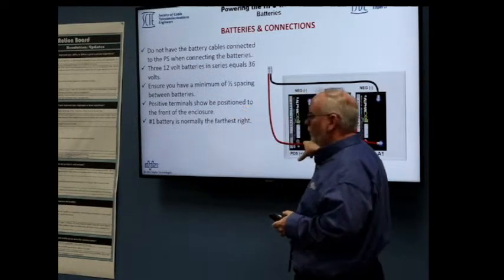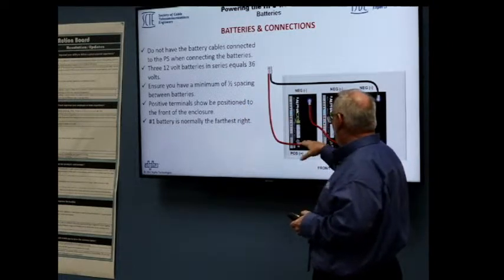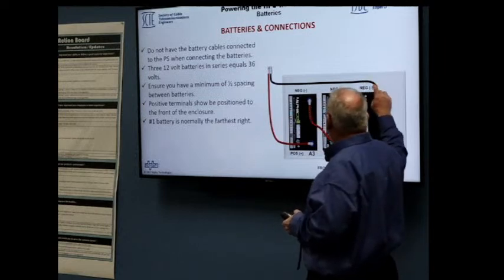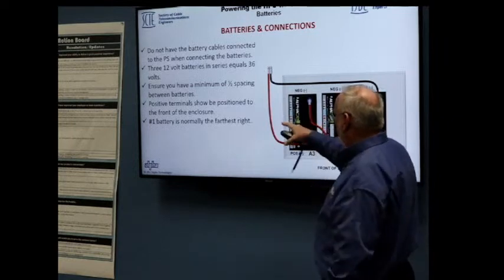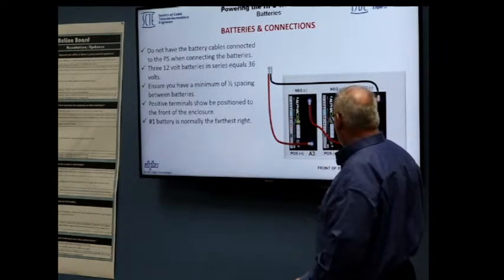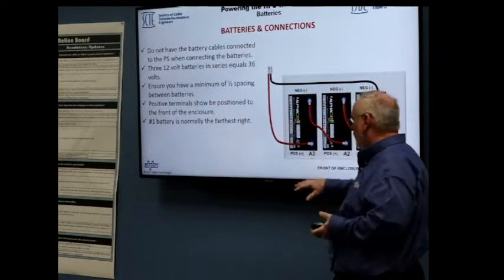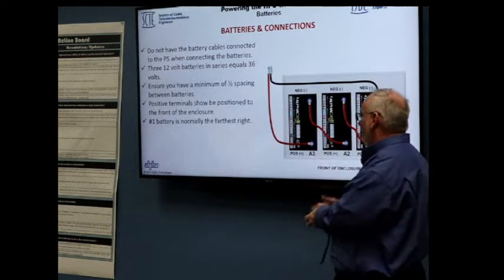The positive terminal should be toward the front of the enclosure, because there's more potential of energy delivery from the positive than from the negative. Normally, number 1 is the farthest right. A1, A2, A3. If we have a second set, it's B1, B2, B3. Third set, C1, C2, you get the idea.